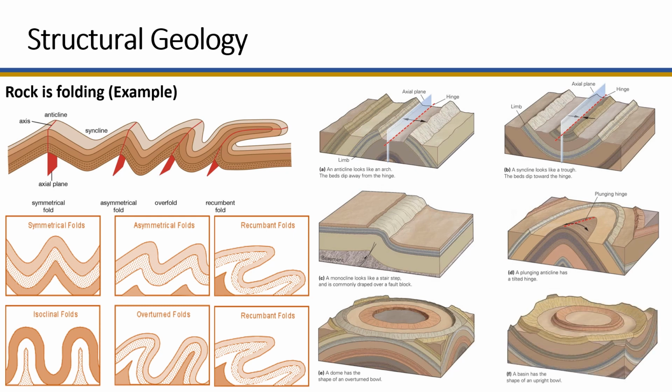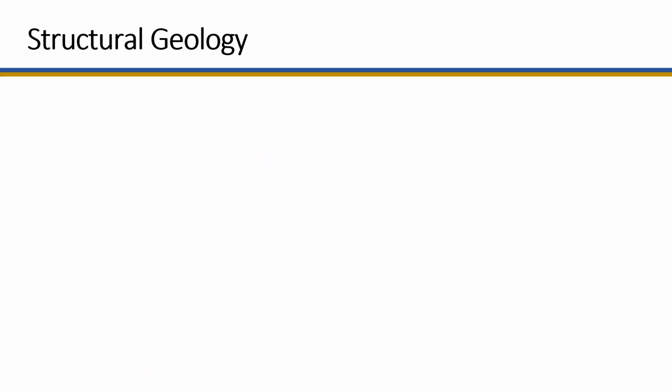Lastly, we have basins. Basins are the opposite of domes, with a bowl-like shape. The youngest rocks are at the center, surrounded by progressively older rocks. They form due to subsidence.